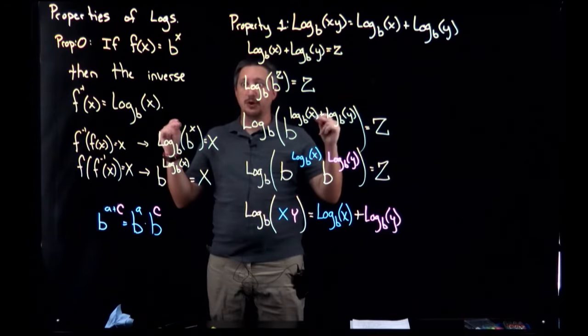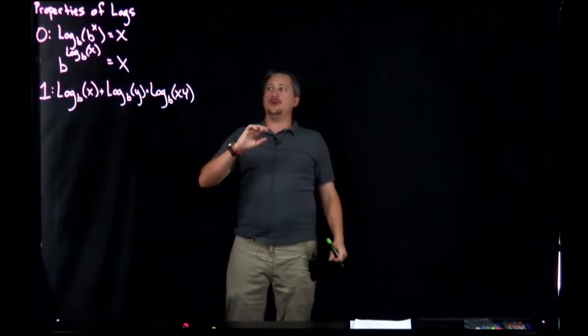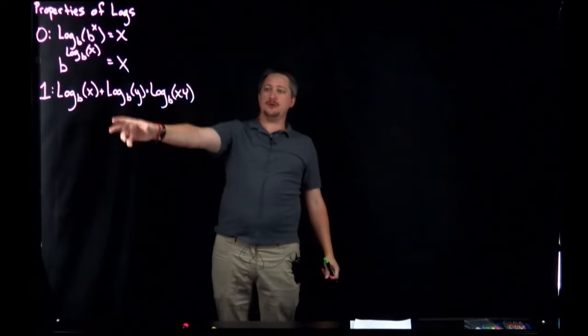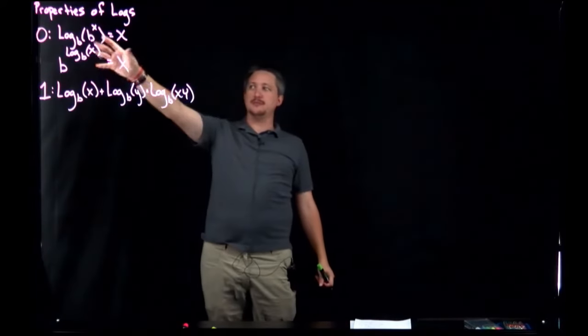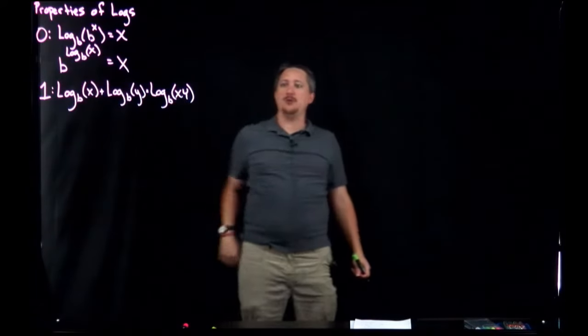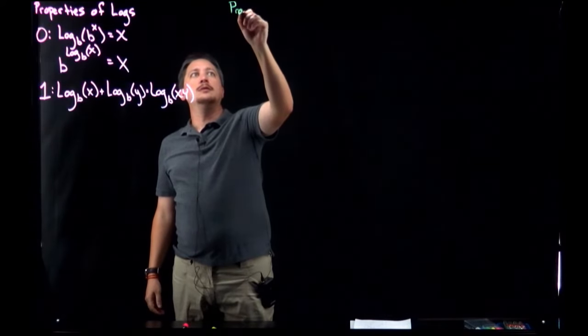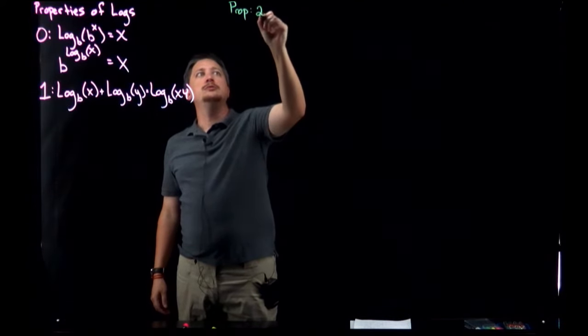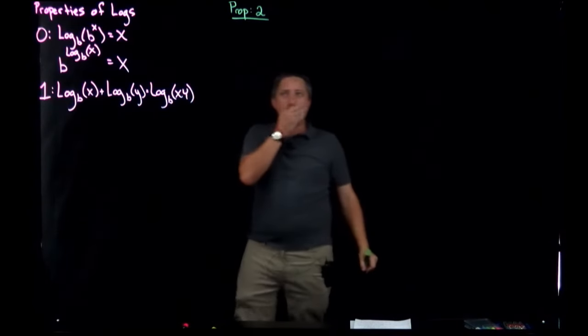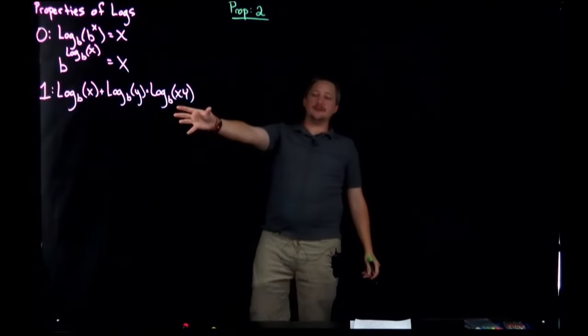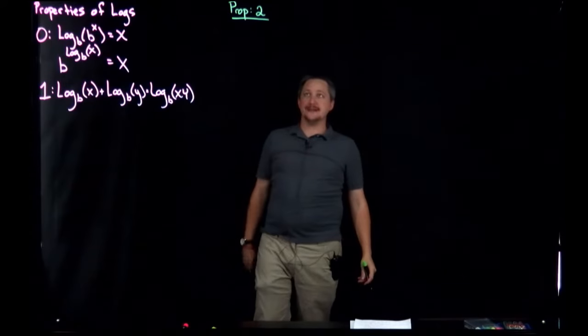So abracadabra. Okay, so I cleaned off the board and I rewrote in a condensed form our property 0, property 1. So next up, we're going to do property 2. So this property really follows from the first property directly.